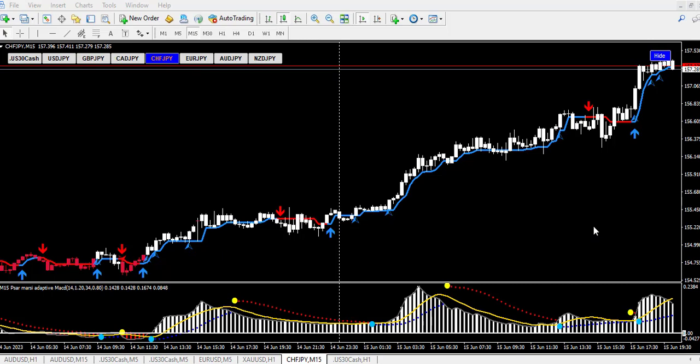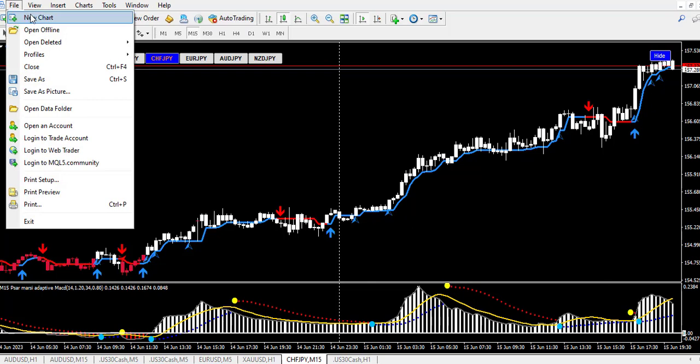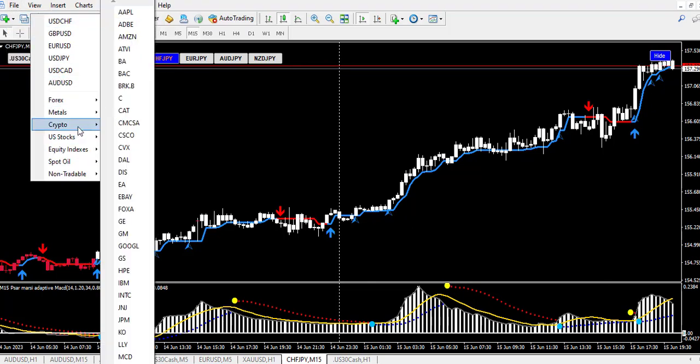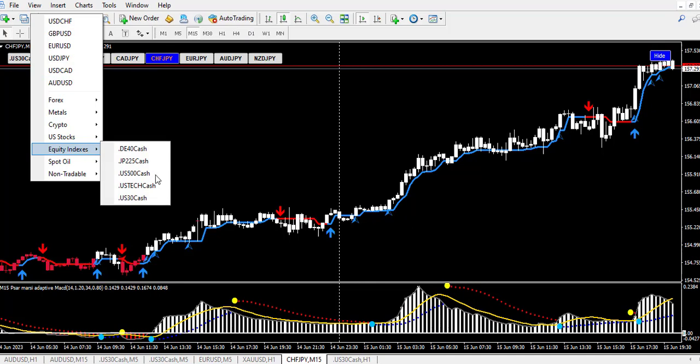This particular strategy can be used on MT4 alone, and you can use this strategy to trade on any indices you want to trade on, like US 500 cash, US Tech cash, also known as US 100. You can use it on US 30 cash. You can use it on JP225 cash, and you can also use it on DE40 cash. As many indices as you have on your platform, you can use this particular strategy.